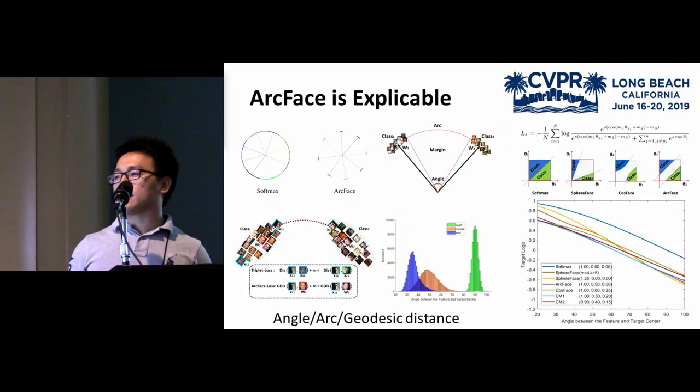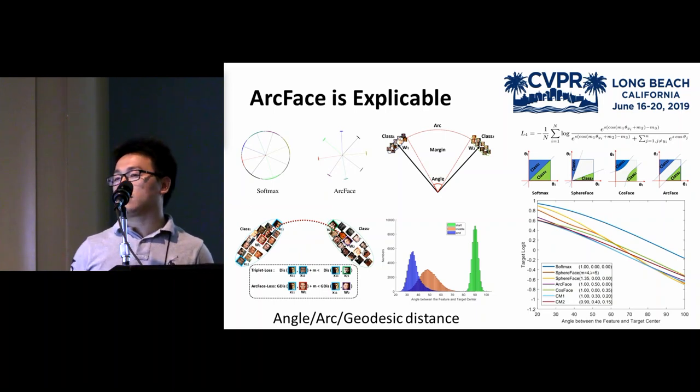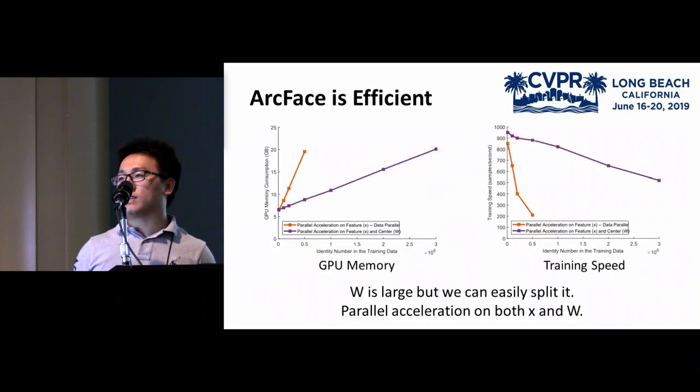ArcFace is explicable from the view of softmax loss. ArcFace can enhance the decision margin. The angular margin exactly corresponds to arc and geodesic distance. From the view of triplet loss, ArcFace changes image-to-image comparison into efficient image-to-class comparison. Compared to SphereFace and CosineFace, ArcFace has a different decision margin and different topological curves. Those differences improve the performance obviously.